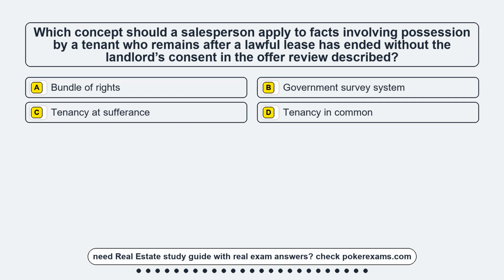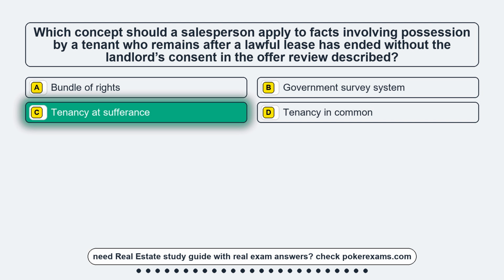Question 4. Which concept should a salesperson apply to facts involving possession by a tenant who remains after a lawful lease has ended without the landlord's consent in the offer review described? Option A. Bundle of rights. Option B. Government survey system. Option C. Tenancy at sufferance. Option D. A tenancy in common. The correct answer is option C.